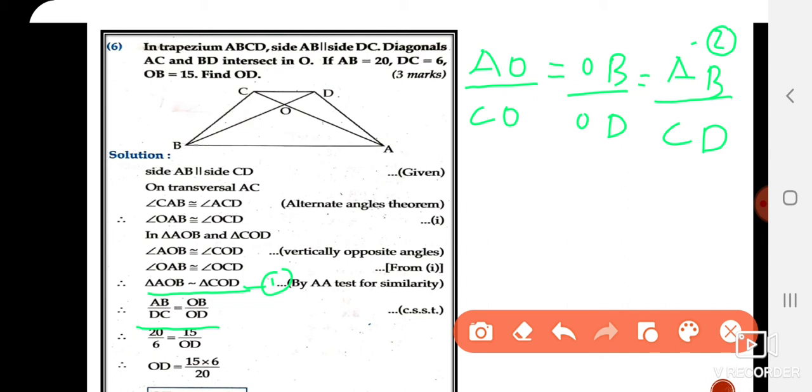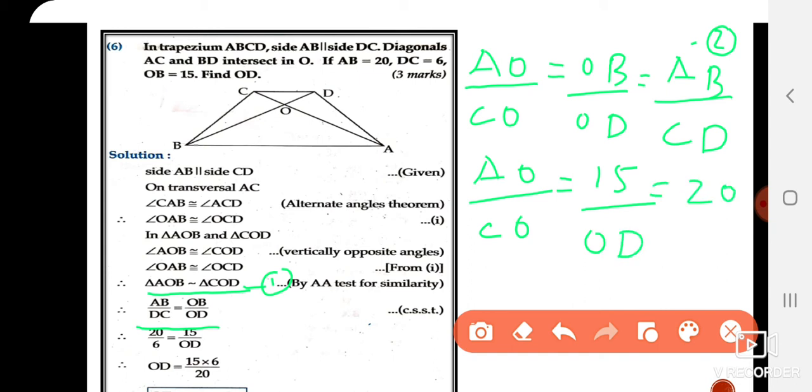Now see what is given. AB is given as 20. So let us write 20. Okay, let us start from here. We start with the first one. AO is not given. So let us write AO as it is. CO is also not given. So we'll write CO as it is. OB is given as 15. OD we have to find out. Then AB is given as 20 and CD is given as 6.